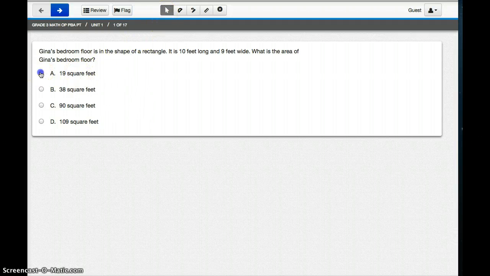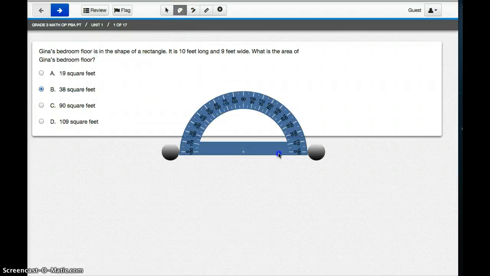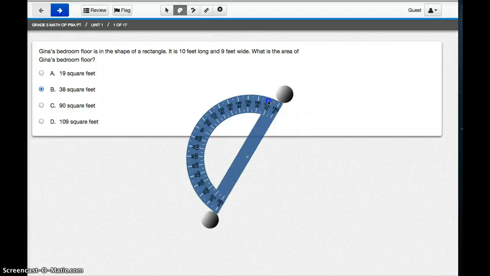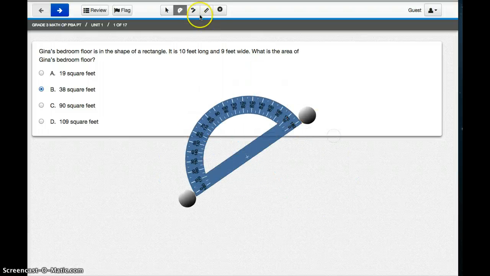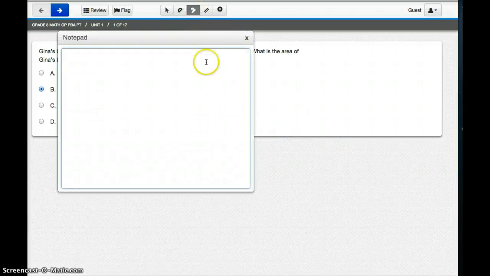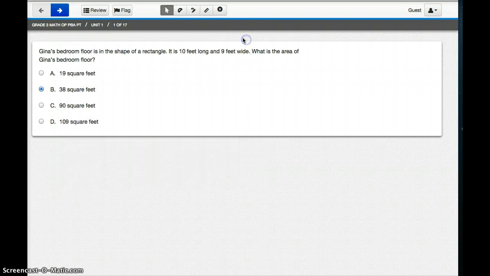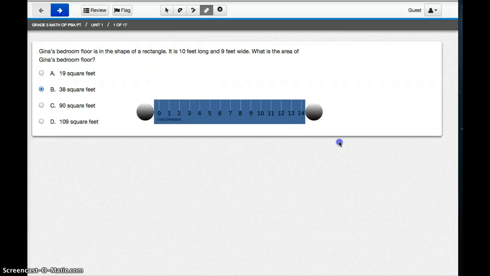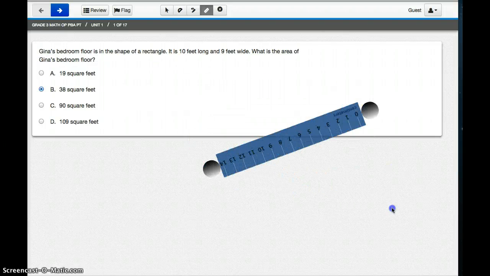It allows us to answer questions, click and point. This is a protractor. It measures angles, and you can turn it to measure any angle that you want. This is a notepad. You have a notepad, but you will also be given a piece of paper and pencils to work out any of your problems because there is no calculator for this test. So you're going to have to work out all your equations on a piece of paper to get an answer. Then you also have a ruler. You can move the ruler, you can shift it around.